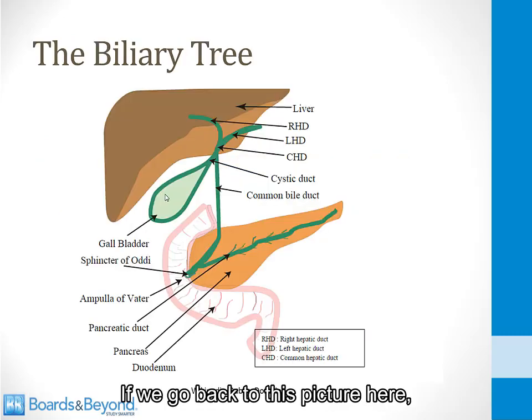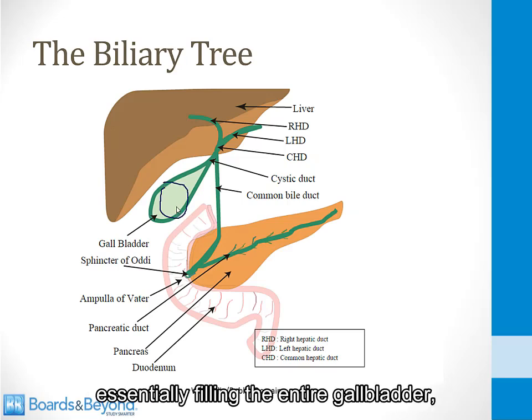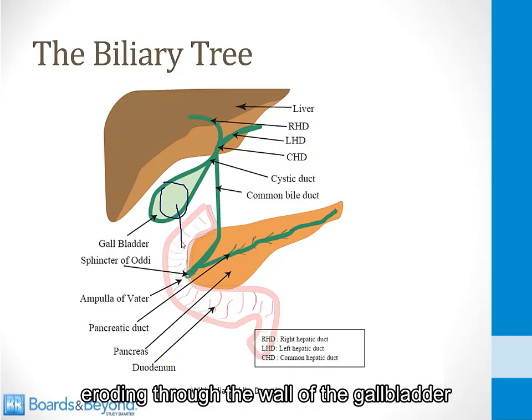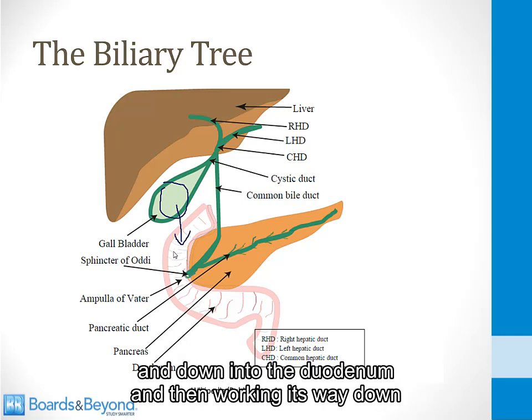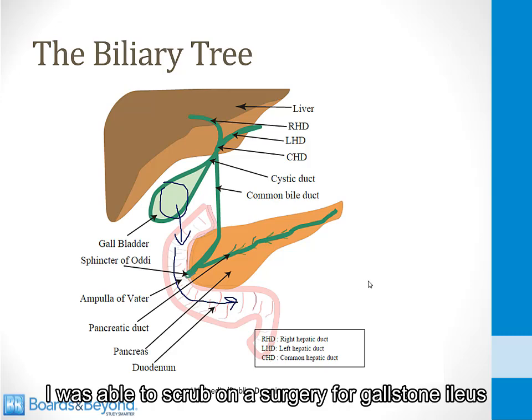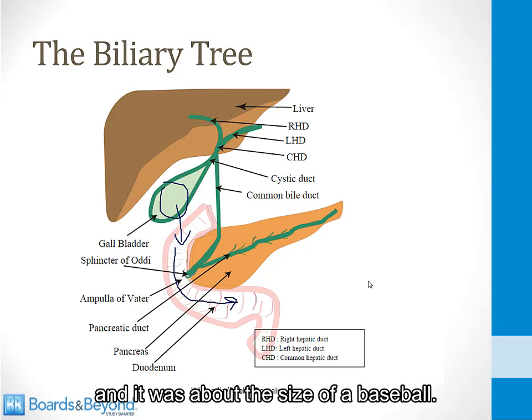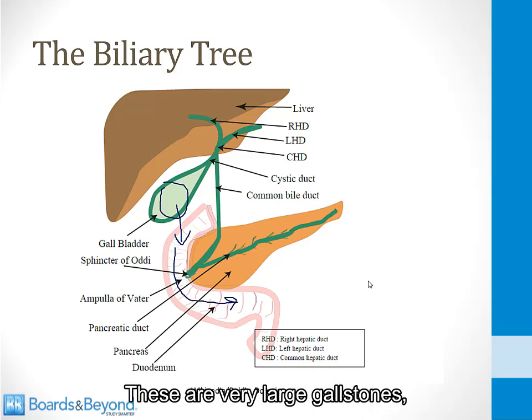If we go back to this picture here, you have to imagine a massive gallstone essentially filling the entire gallbladder, eroding through the wall of the gallbladder and down into the duodenum, and then working its way down through the small intestine to cause a bowel obstruction. I was able to scrub on a surgery for gallstone ileus as a medical student, and I got to hold the gallstone in my hand, and it was about the size of a baseball. These are very large gallstones that cause this rare condition.